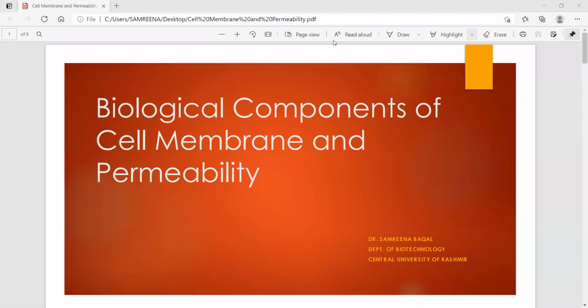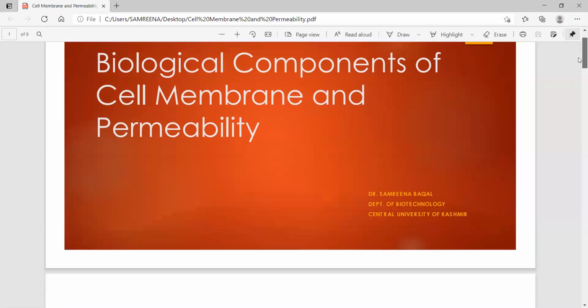Today, another topic which we are going to discuss is the biological components of the cell membrane. What are the different components by which our cell membrane is composed, and how is the permeability of the cell membrane affected? What are the components which are involved in the permeability of the cell membrane?